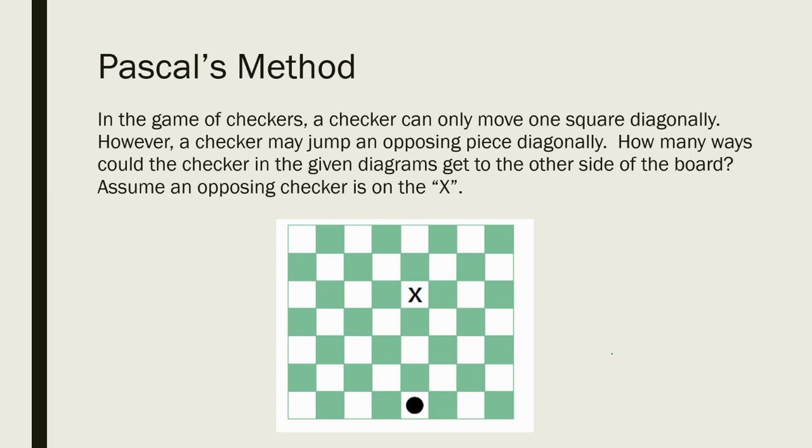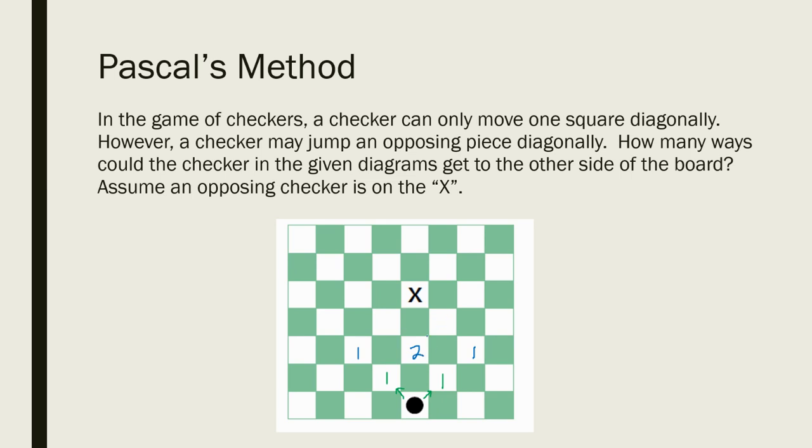So let's figure out the number of ways that our checker on the bottom can get to the top of the board using Pascal's method. So we're going to start from the bottom. And here we go. So moving up, there is one way. I might switch to blue just so it stands out a bit better. There's one way to get to those two squares. And then moving up to the next row, there's only one way to get to this square, one way to get to this square, but there's two ways to get to this square.